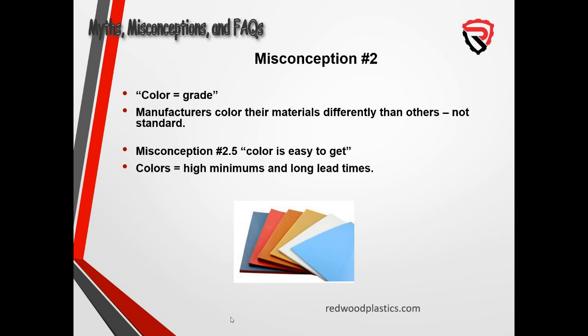So I added a 2.5, which is that color is easy to get. A lot of times customers will ask us, hey, I like that UHMW product you have, but I'd like it in red. And they may only need a couple square feet.